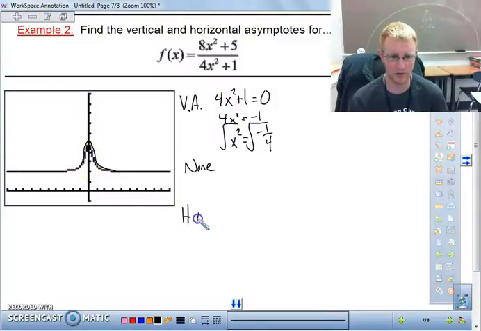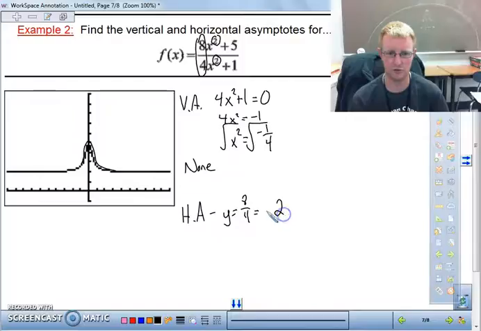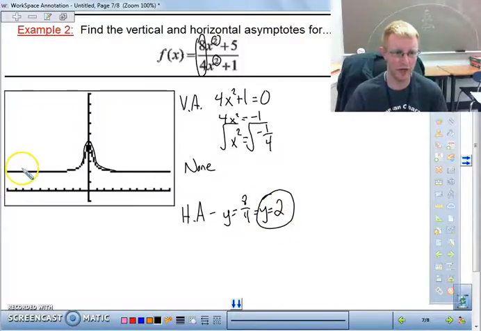For horizontal asymptote, on the other hand, we look at our degrees again. So our degree is 2, our degree is 2. So we take the leading coefficients, which is 8 over 4. So y is equal to 8 over 4, and we reduce that to be 2. So y equals 2 is our horizontal asymptote, and you can see from the graph that that's what it's approaching as you go to infinity and negative infinity.